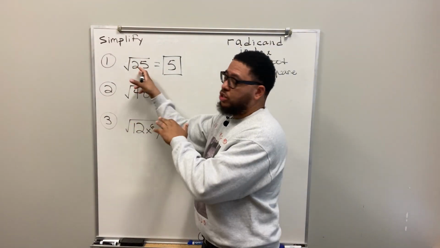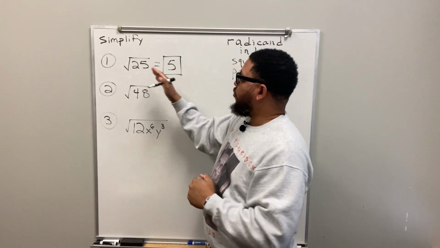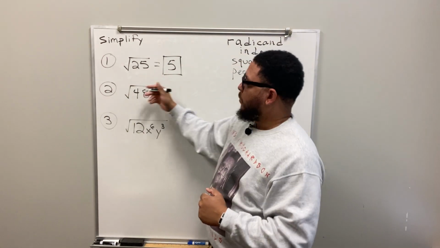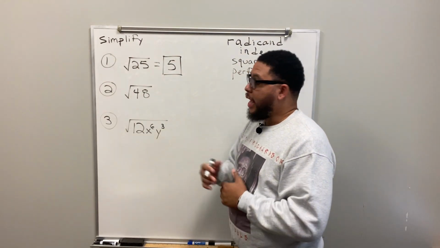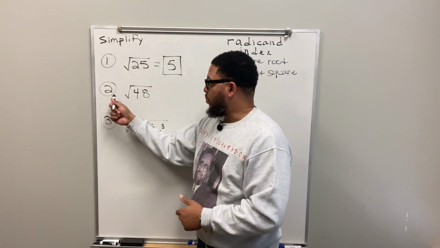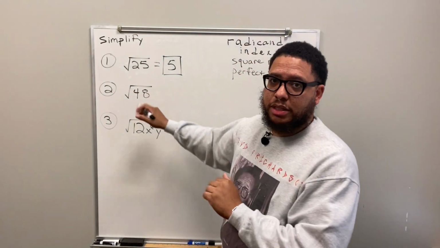So the square root of 25 is 5. I know that because I know my multiplication facts, and I know that 5 times 5 equals 25. So therefore, 5 is the answer to number 1. Now it starts to get fun with problems like number 2 and number 3. Pay careful attention because I'm about to break this down.